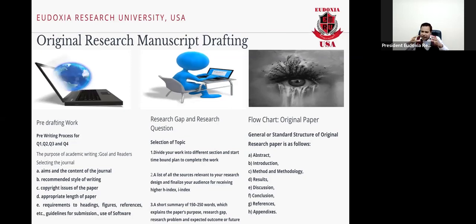Now, selection of topic. First, divide your work. Have one plan in your mind, divide your work into some paragraphs and some sections, and start a time-bound plan. You have seen that some people take longer than usual. Don't be in a hurry for publication either. Then you may lose the right track and may be captured by predatory journals, sometimes clone journals.